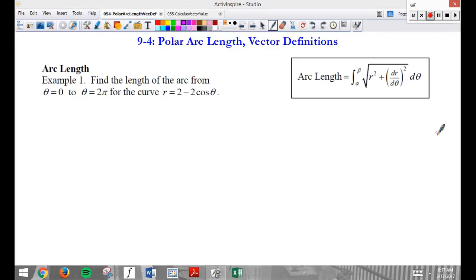Good morning. Today I'm going to be talking to you about 9-4, which is going to be polar arc length and vector basics. If you're in AP Physics, the vector basics part of this should be very, very easy. If you've never seen a vector before in your life, I think this is everything you need for calculus of vectors. But if you're mystified by anything, again, as always, please come and talk to me about this.